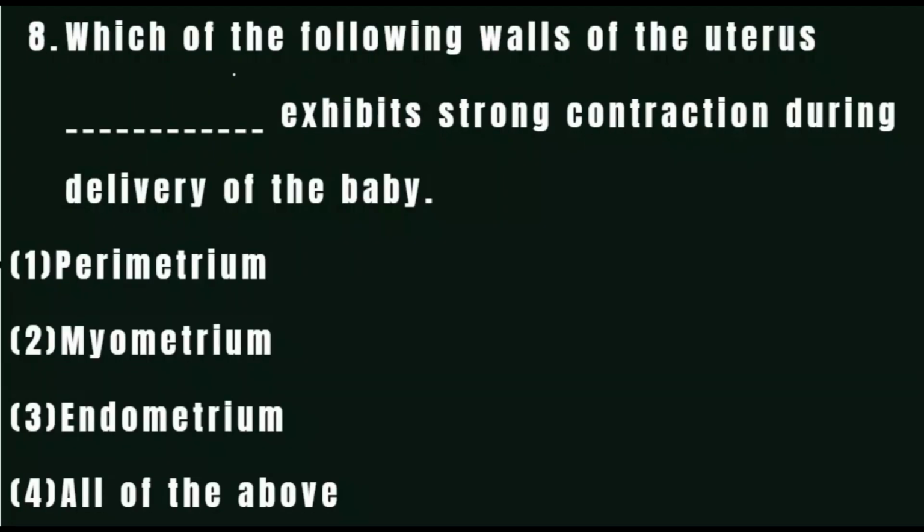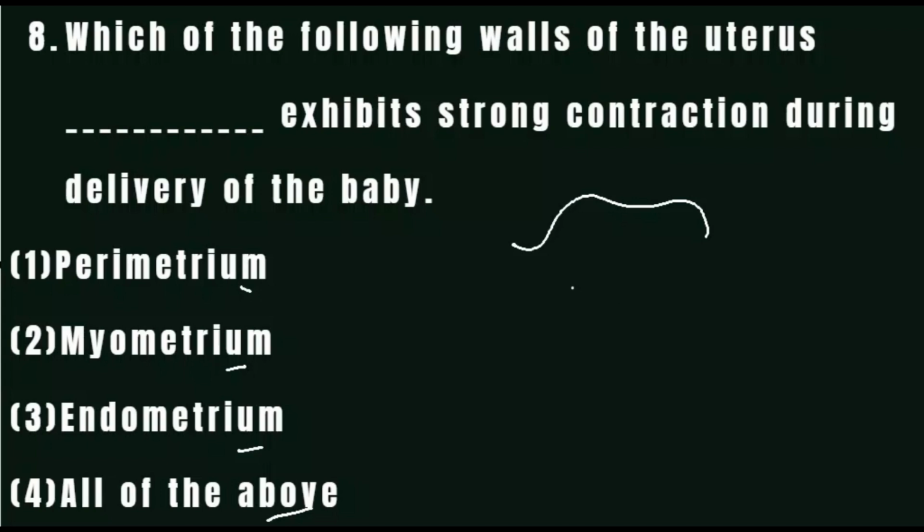Number 8. Which of the following walls of the uterus exhibits strong contraction during the delivery of the baby? Option 1, perimetrium. Option 2, myometrium. Option 3, endometrium. Option 4, all of the above.